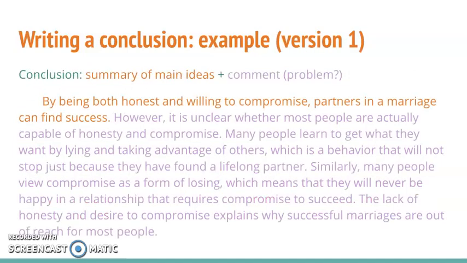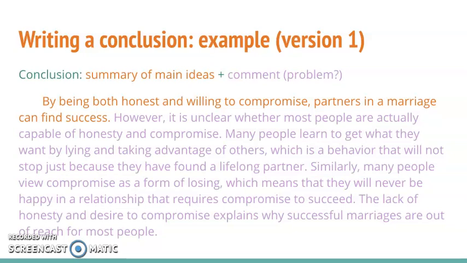Okay, now we're going to look at 2 quick examples of conclusions. You really have a lot of flexibility for what you're going to say in your comment. In my first example, my comment is going to discuss a problem. So here we go. By being both honest and willing to compromise, partners in a marriage can find success. However, it's unclear whether most people are actually capable of honesty and compromise.